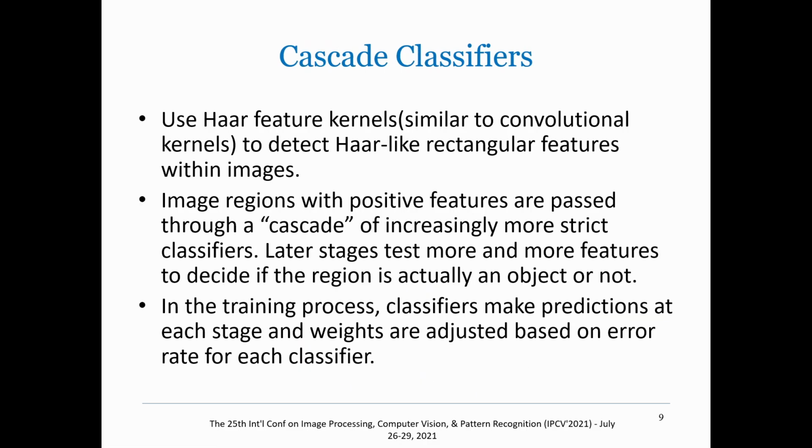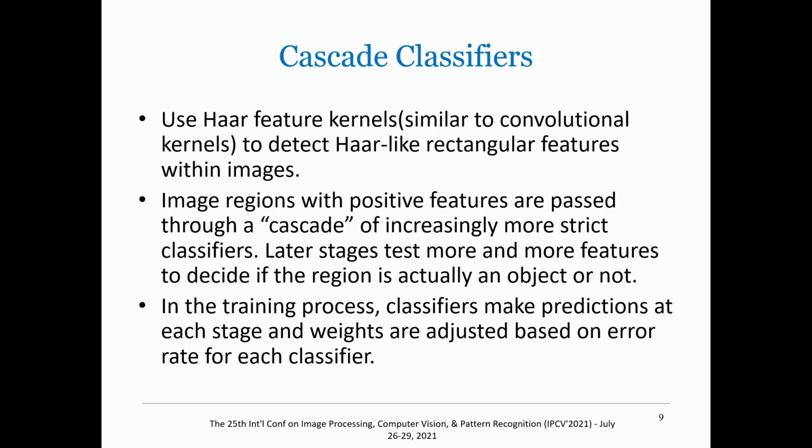Okay, so on to our second method. We have Cascade classifiers. Now, Cascade classifiers use Haar feature kernels, which are similar to convolutional kernels, to detect Haar-like rectangular features within input images.